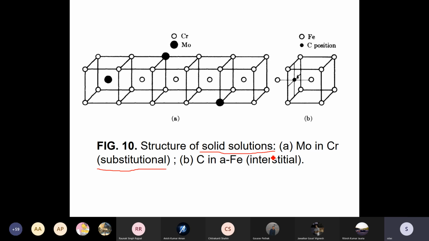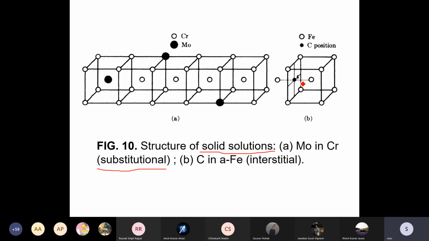You have a glass of water, you put a spoonful of sugar and stir it, the sugar goes into the liquid solution of water. Similarly, solute metal atoms go into the solution of a solvent metal, both in the solid state. And if the solute metal atom takes the place of one of those sites occupied by the solvent metal atom, it is called a substitutional solid solution.